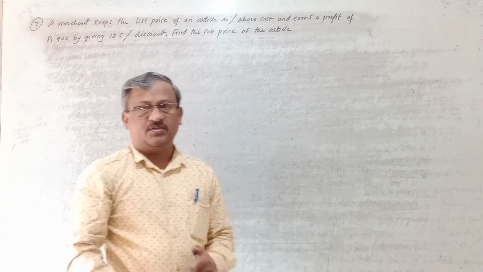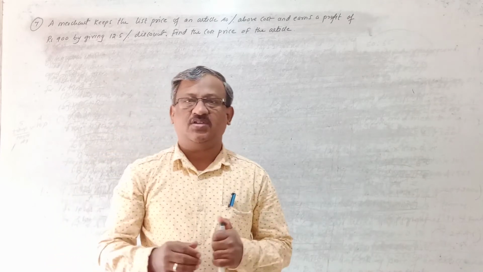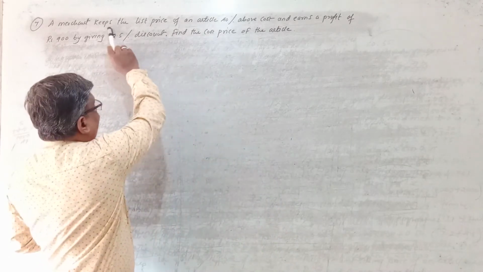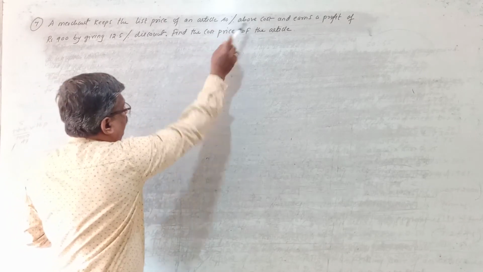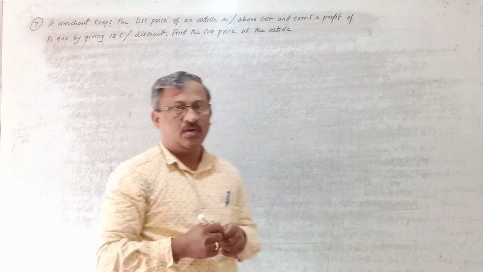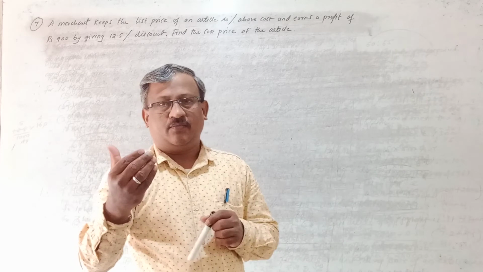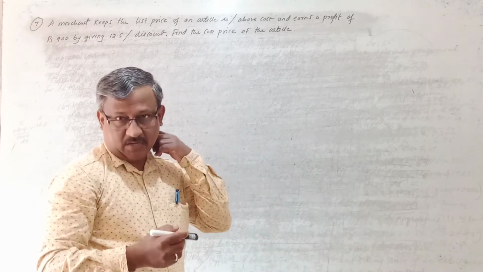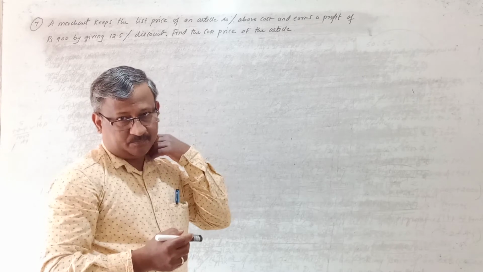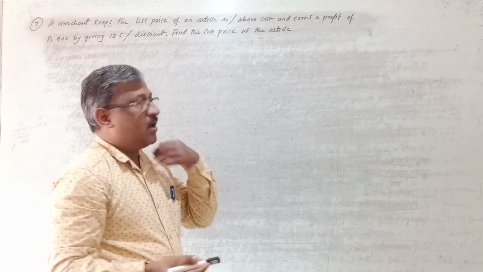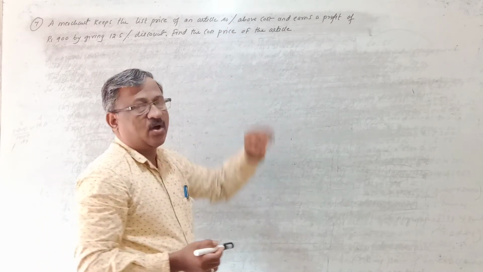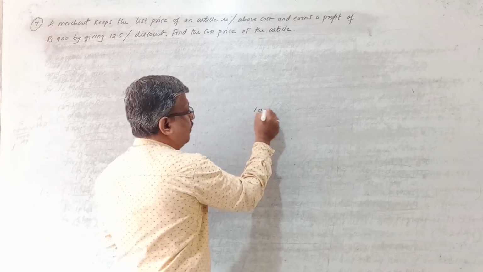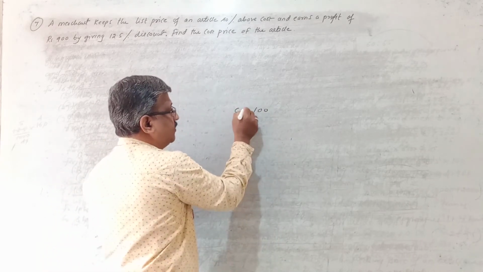So in this problem they have asked to calculate what is the cost price of the article. Here a merchant keeps the list price of an article 40% above the cost. Means whatever article he has purchased, at whatever price he has purchased the article, for selling, he has increased his cost by how much? 40%. Means if he has purchased the article for 100 rupees, this is the cost price.